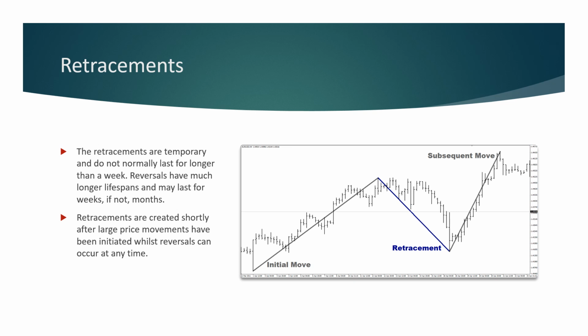Now, retracements are temporary and do not normally last longer than a week, or in our type of trading, usually don't last more than an hour or two. Reversals have much longer time spans and may last for weeks, if not months. For us, they usually last a day or two. It depends on the time frame in which you're trading. Retracements are created shortly after large price movements have been initiated, while reversals can occur at any time.